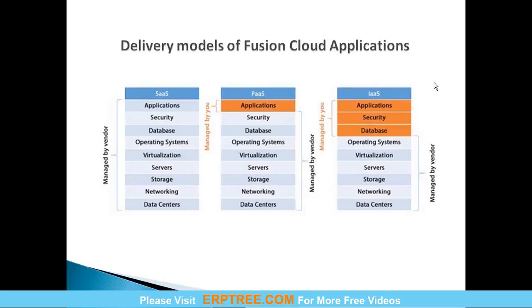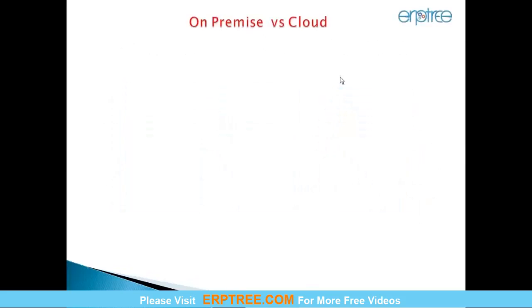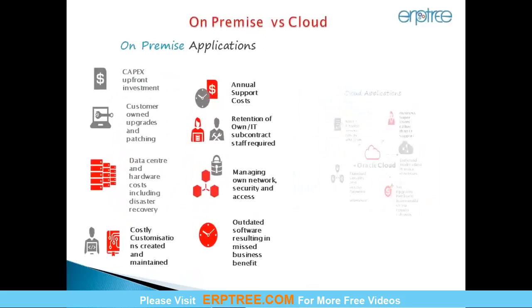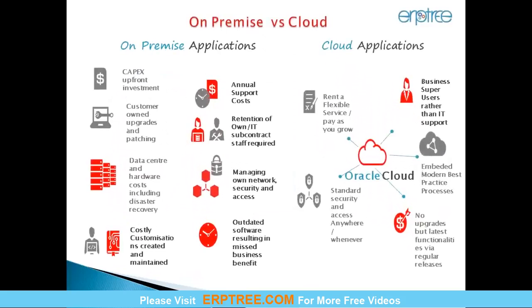So we'll just move on to the next slide. Here, we'll look at the differences between on-premise and cloud. So we know how on-premise works. When you talk about on-premise, it is CapEx, an upfront investment, meaning you have to invest a lot, you have to buy the server infrastructure and all. But in case of cloud application, you don't need to buy anything, just rent a flexible service, pay as you grow. So a user-based subscription you can get. In on-premise, you have to buy the server infrastructure. Here you don't need to buy.